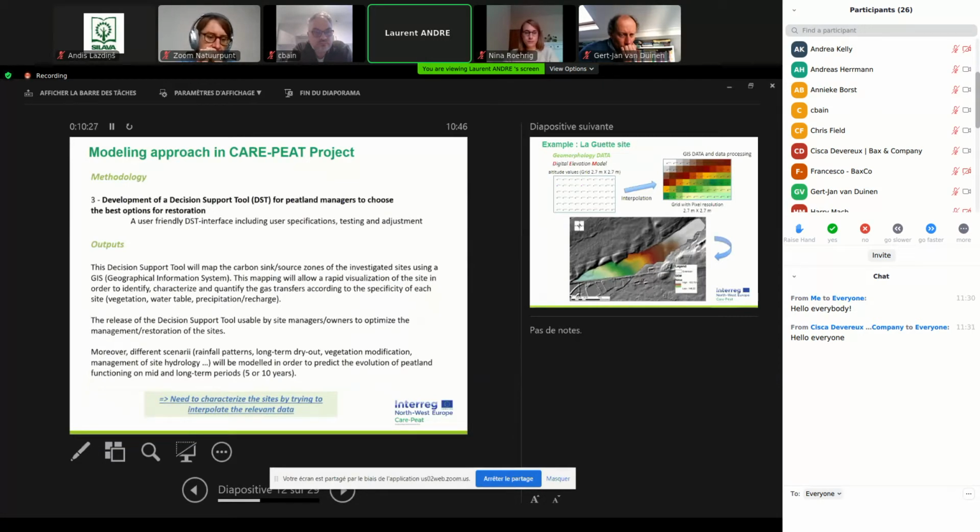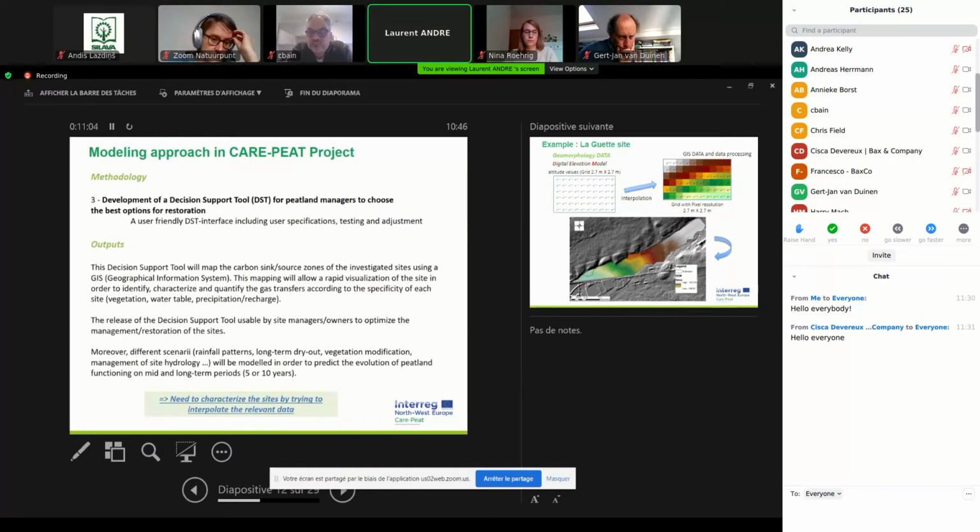On the second point, it is the development of the decision support tool. So the idea here is really to provide a DST for the manager. And what we want to propose is a tool able to map the carbon sink and source zones of the investigated site. So the approach is based on the GIS approach, Geographical Information System.